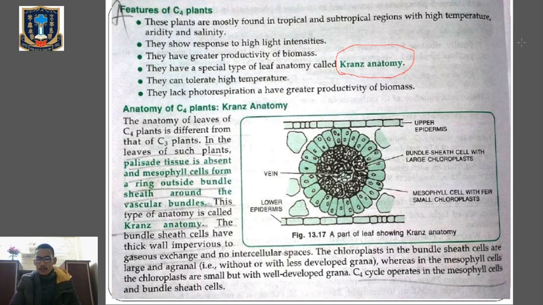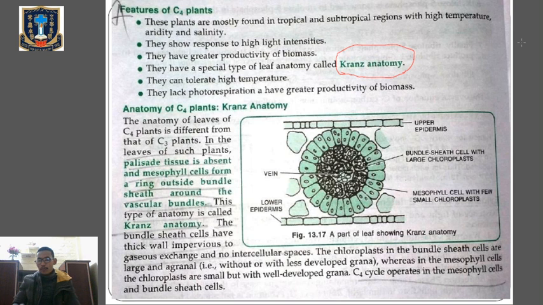Okay, so what does Kranz anatomy mean? Because we are saying that the C4 pathway occurs in a particular type of leaf having a special anatomy called Kranz anatomy. The anatomy of leaves of C4 plants is different from that of C3 plants, because in the leaf of the C4 plant we get the Kranz anatomy, and in such a leaf the palisade tissue is absent.